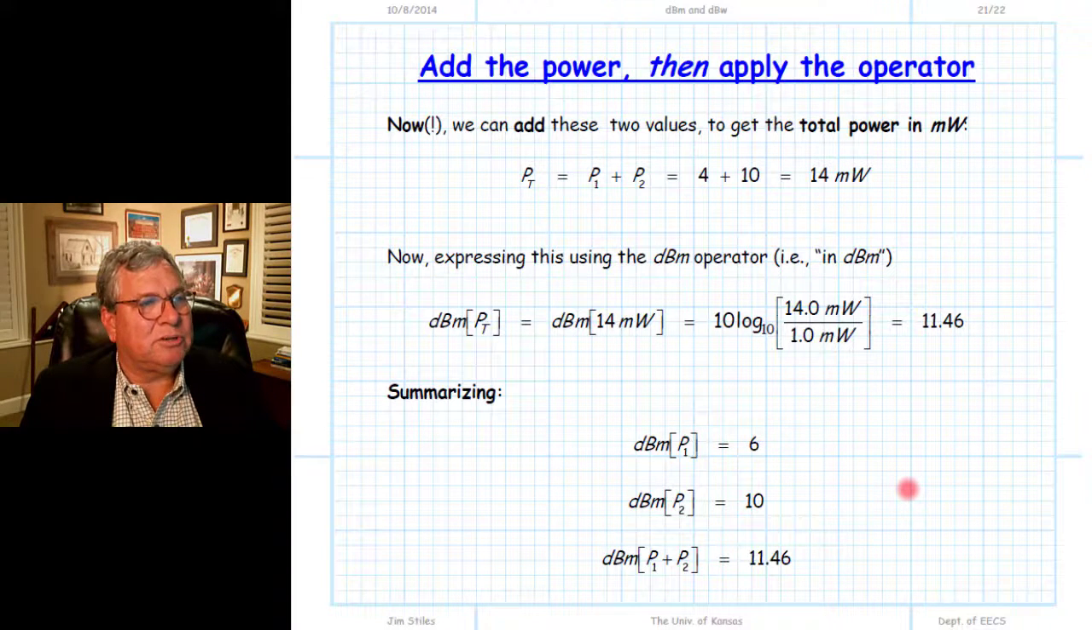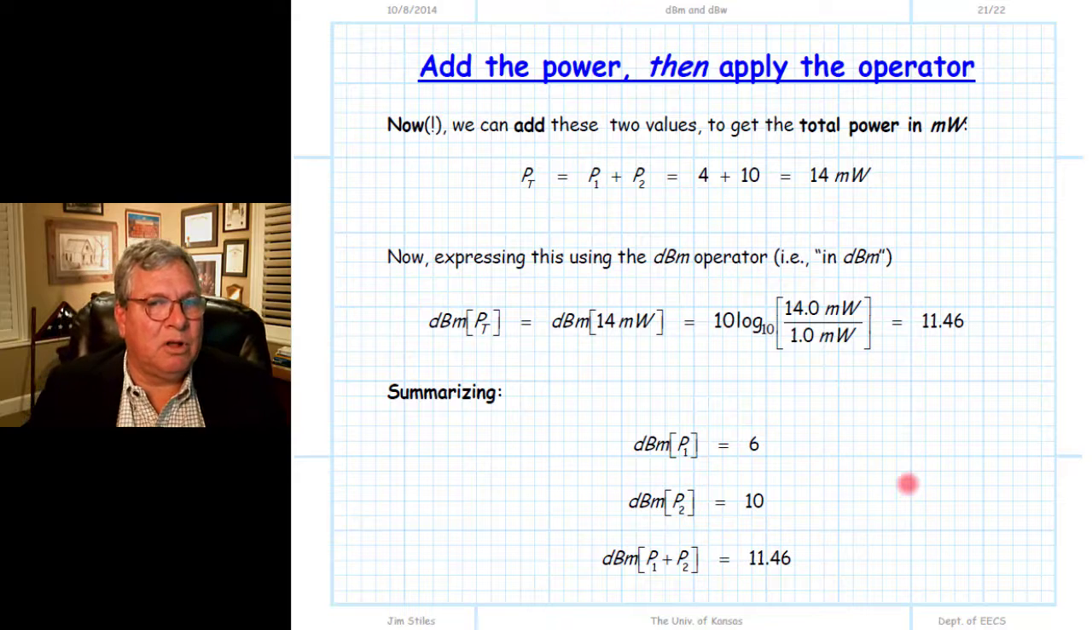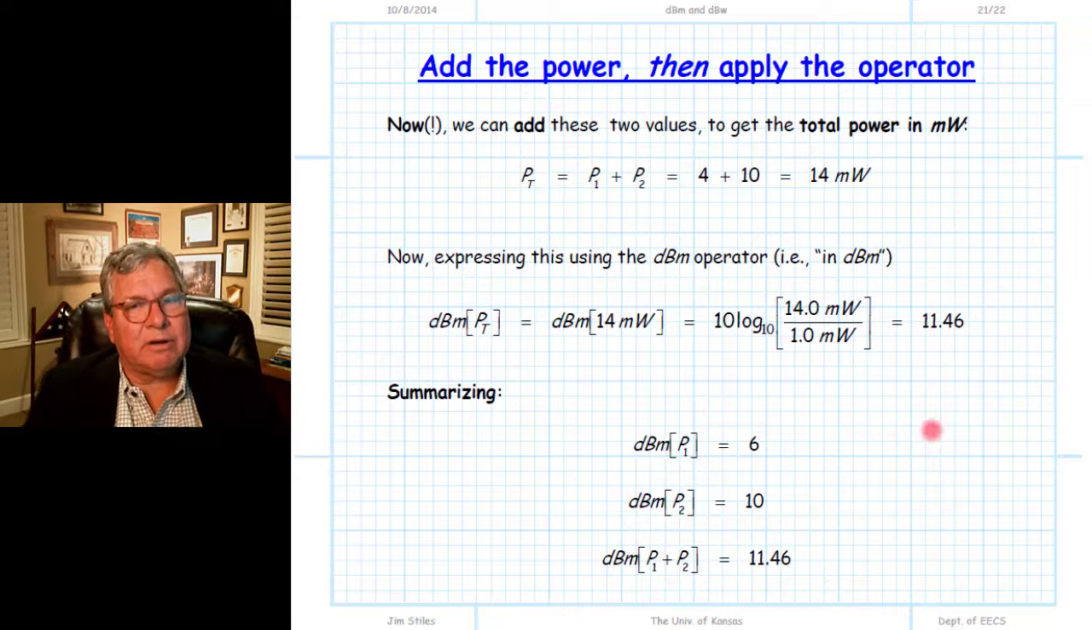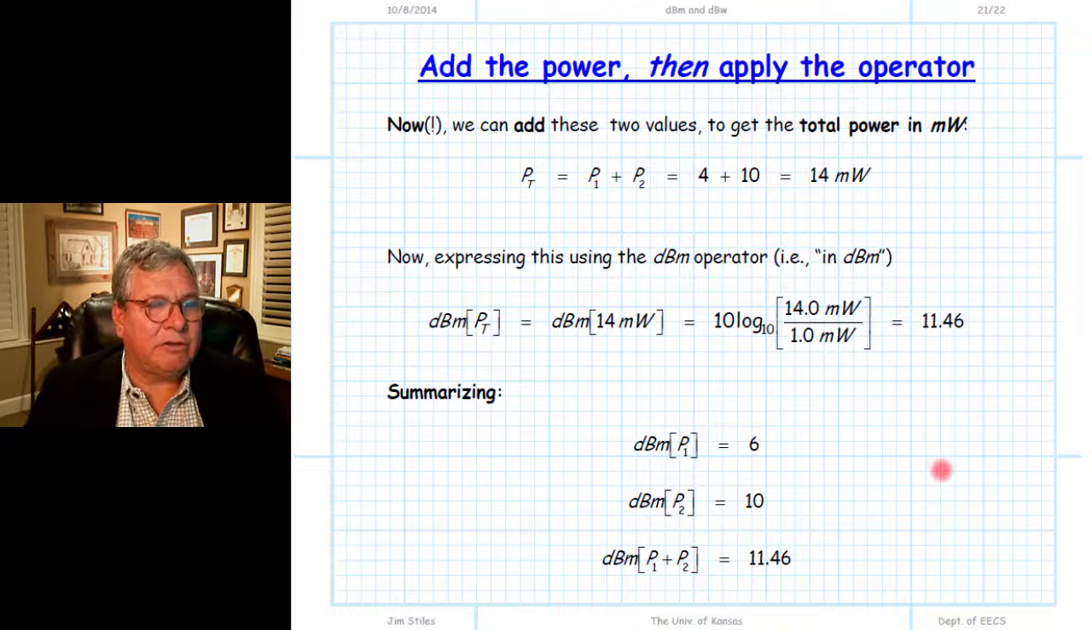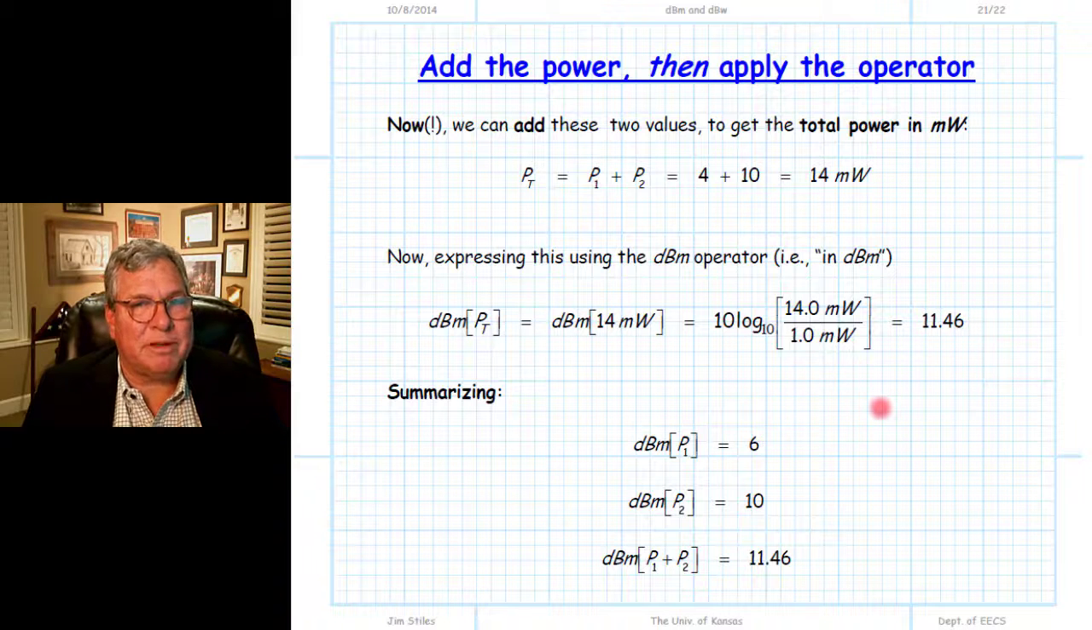And so this is a very important thing to keep in mind when you do these operations. When we're adding or subtracting power, we need to almost certainly take our inverse operator and convert back into milliwatts or watts before we do the subtraction or addition. And then if we want to express it with the log decibel operator, then do the operator after we've done that addition and subtraction.